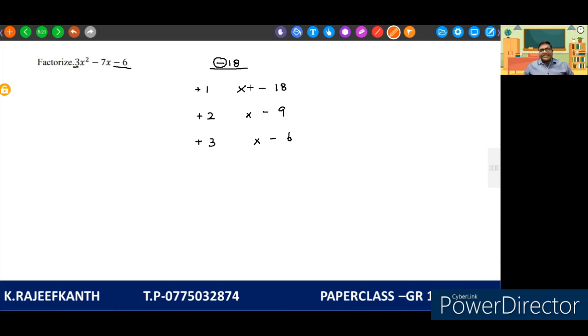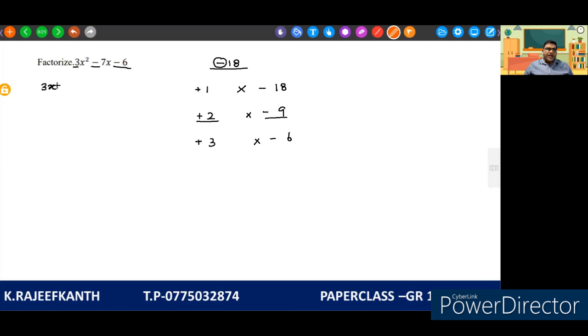+2 into -9 is equal to -18. +3 into -6 is equal to -18. Now we have arranged that -18 as the product of two numbers. Now here the middle part is -7. Now we have to check which sum is -7. Here +2 and -9 is -7.